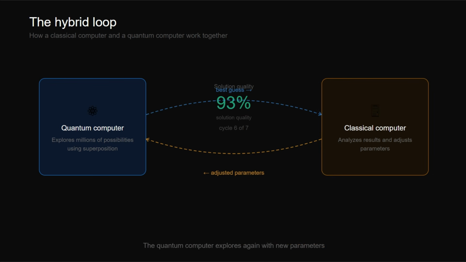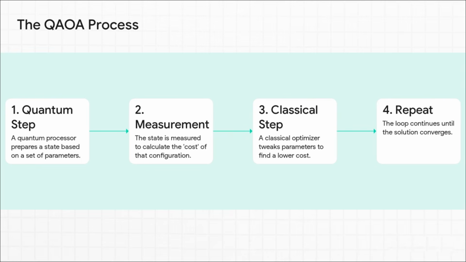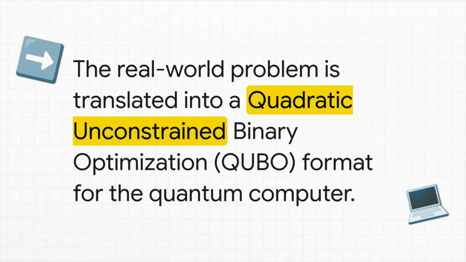But before that loop can even begin, you have to do a bit of translation work. Your real world problem, let's say optimizing a stock portfolio, needs to be converted into a mathematical language that the quantum hardware can understand. That language basically turns a complex problem into massive strings of yes or no questions.